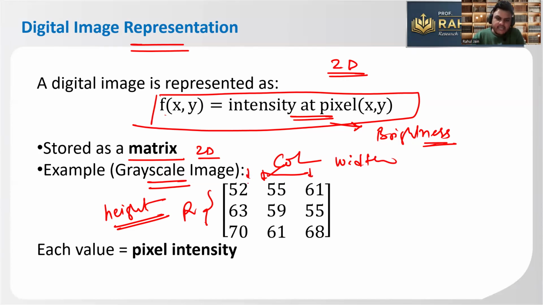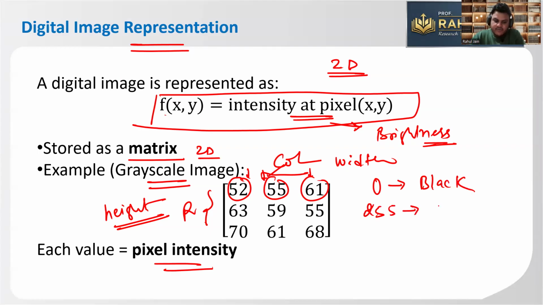Width of the image. And each element is representing one pixel value. So for a grayscale image, each pixel has one intensity value, right? So each value is a pixel intensity that you need to know here. For example, if it is 0, it means that it would be black. If it is 255, it would be white.